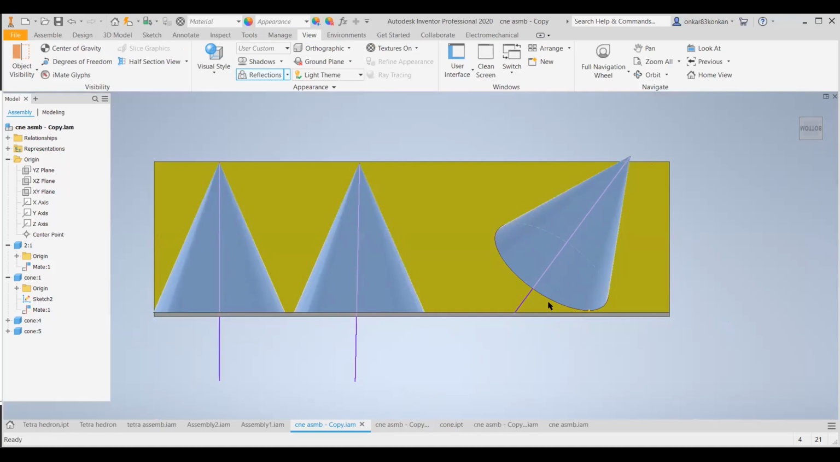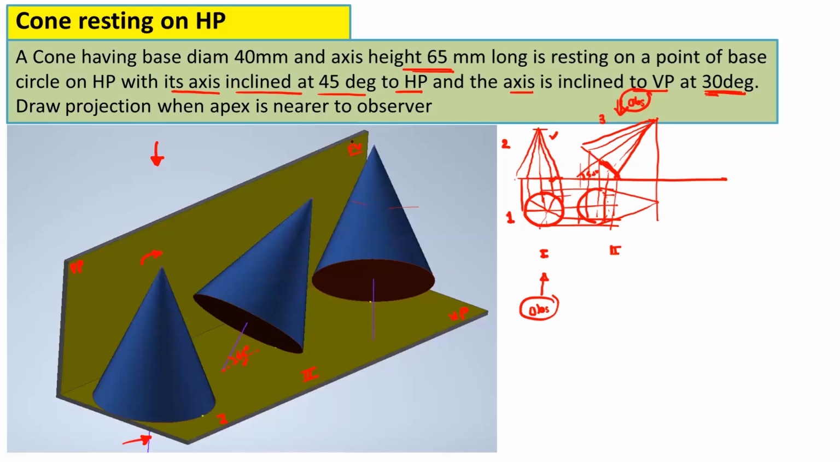So let us see how to draw this on a drawing paper. I hope you have understood the first stage position, second stage, and the third stage. In the problem, just make one change: draw the projection when this apex is away from the observer, because this diagram I have drawn is when the apex is away from the observer.